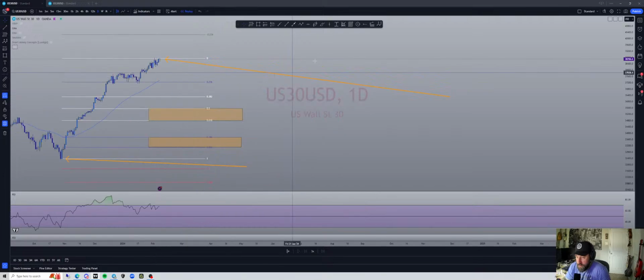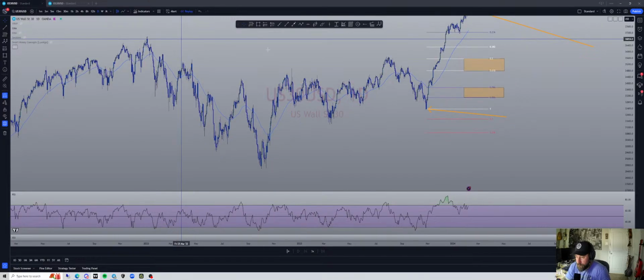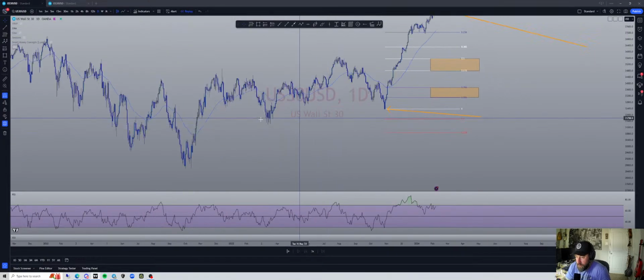If we look at this, this is another important part of the strategy. Let me back up a bit. Let's say we pick this low.